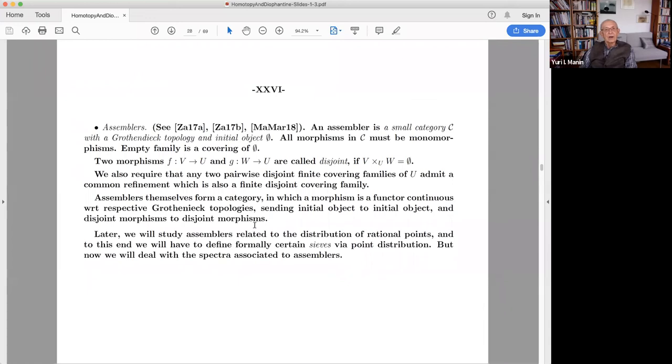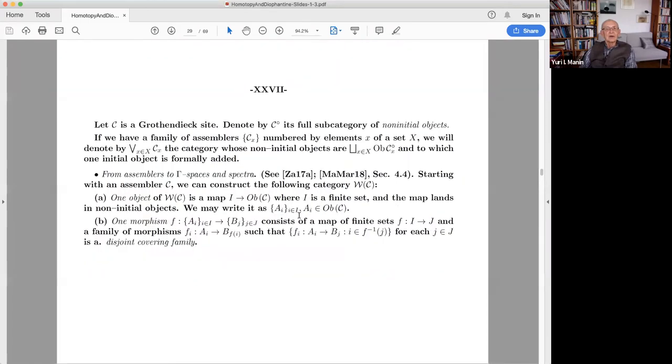But before that, I will show that to assemblers are naturally associated certain spectra. So on the one hand, we have sieves and assemblers associated to distribution of points. On the other hand, we have spectra. Consider the Grothendieck site C and denote by C0 the full subcategory of non-initial objects. So just temporarily delete the initial object from there.